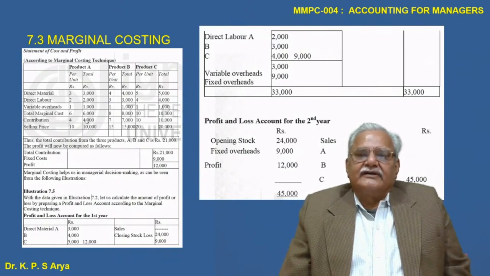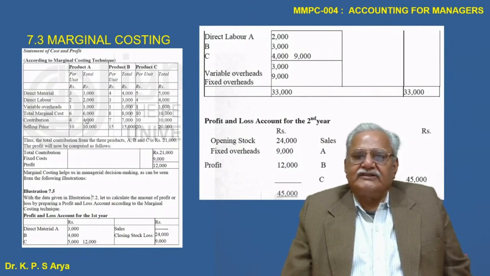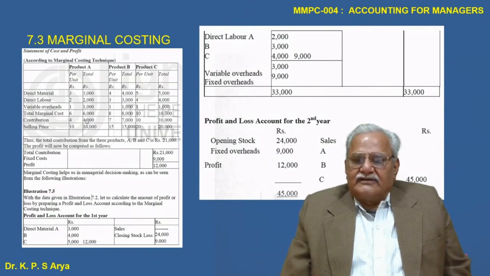Direct labor: 2,000 for A, 3,000 for B and 4,000 for C, total 9,000. So this is 33,000. Profit and loss of the second year: 45,000 minus 33,000 is 12,000.